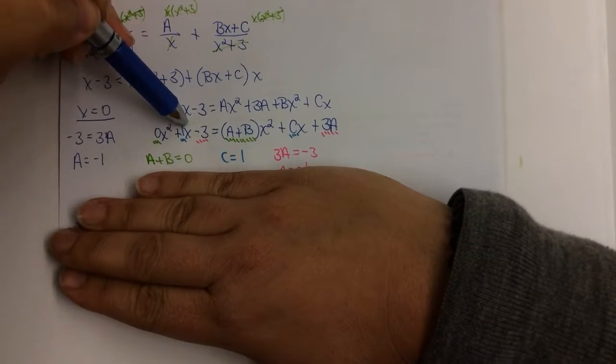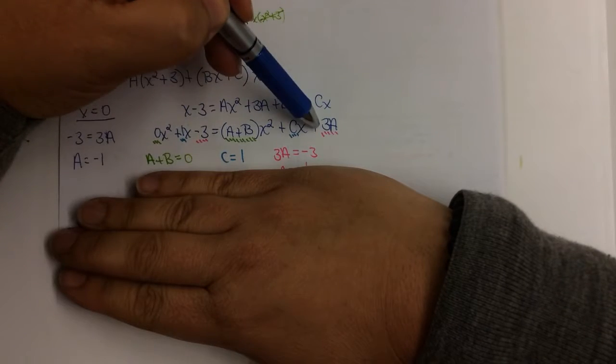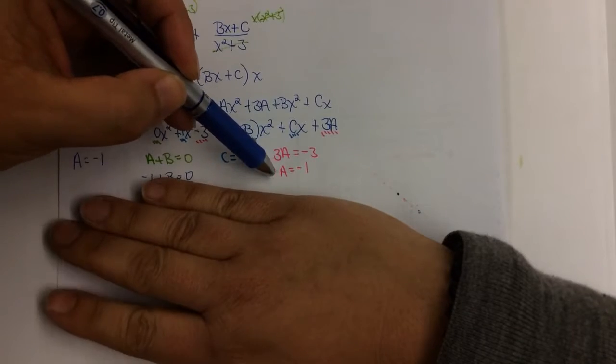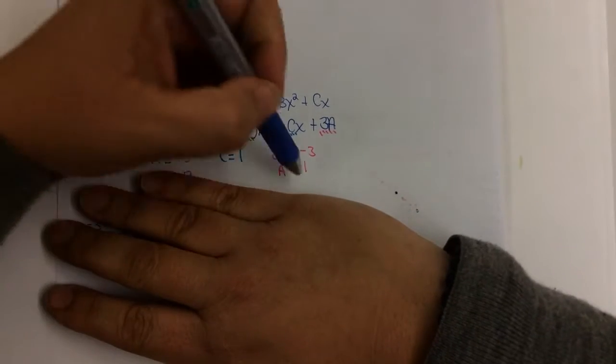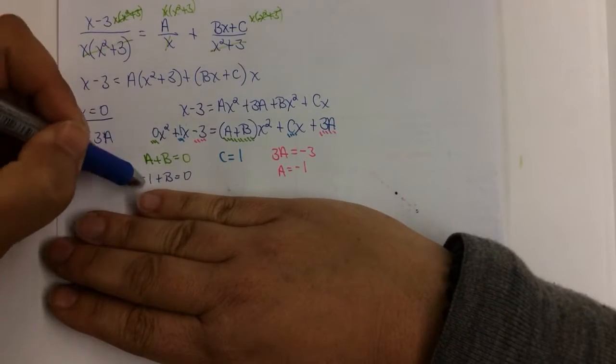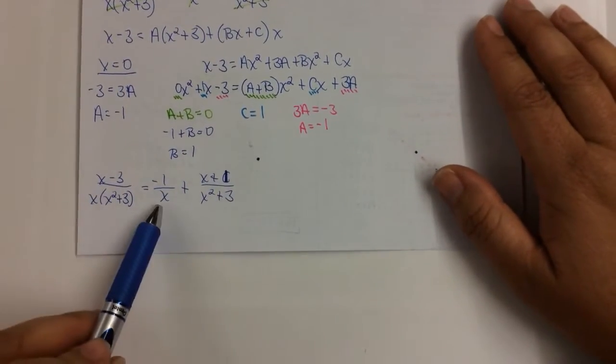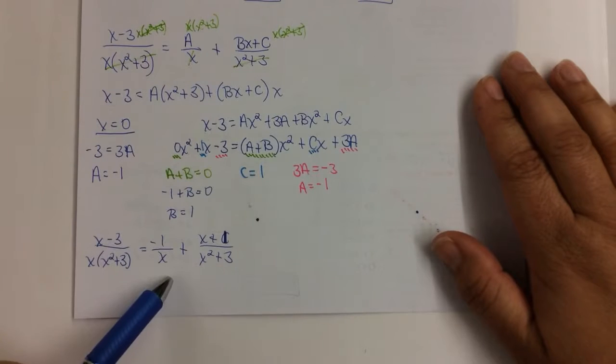That just gave me c equals 1. And then the constant hanging on at the end with no variable has to equal the constant. So from there I got a equals -1. And then with that a equals -1, I could plug in right here to find the b. b equals 1. And then I rewrote it with the a and the b plugged in right here.